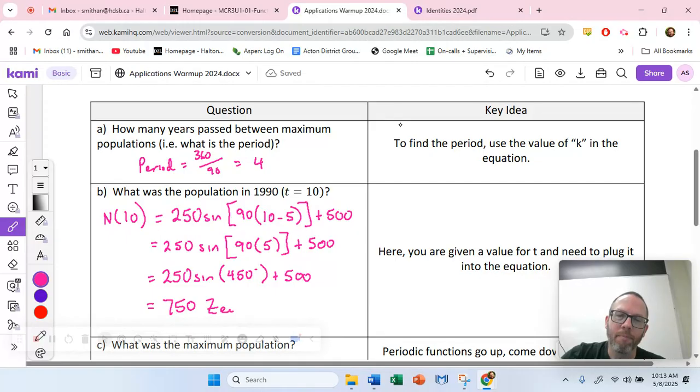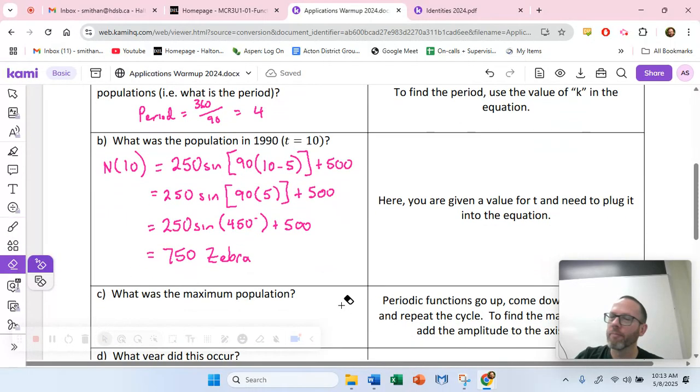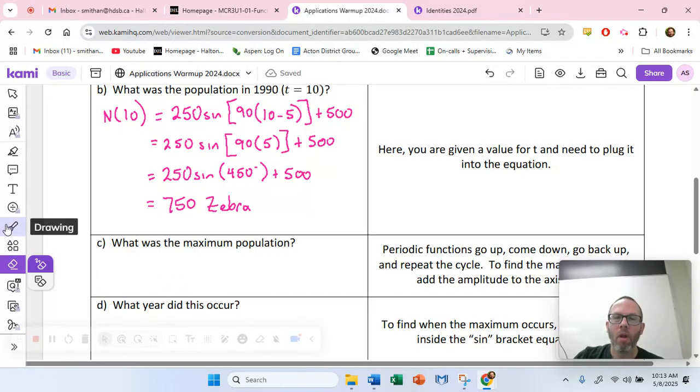It is 750 zebra. Is it zebras? Is that the plural? Or is the plural of zebra just also zebra? Who can say? I don't know. All right.